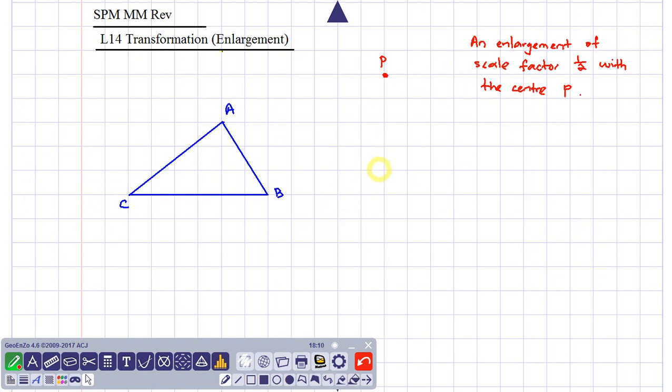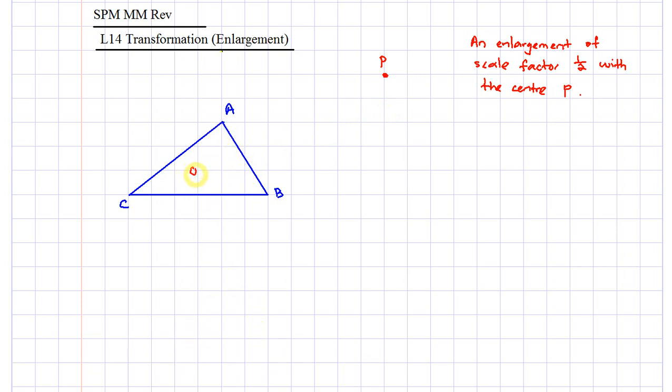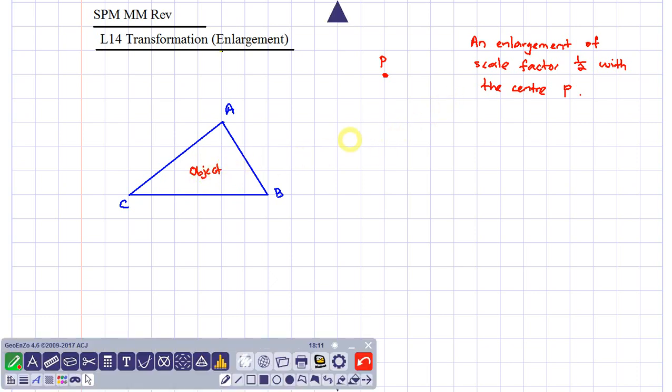Okay, let's look at these questions. We have an object here, ABC. This is the object. We need to draw the image for this enlargement: an enlargement of scale factor 1 over 2 with the center P. How do we draw the image? It's actually very easy. You start calculating from the center to this point.